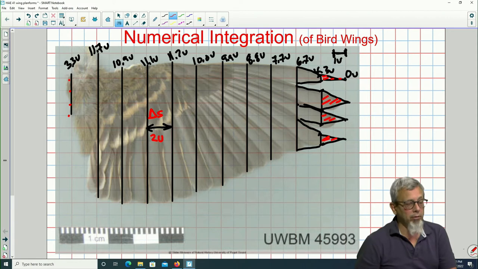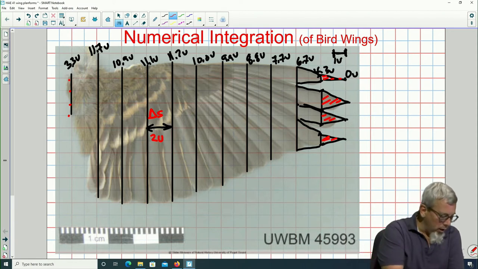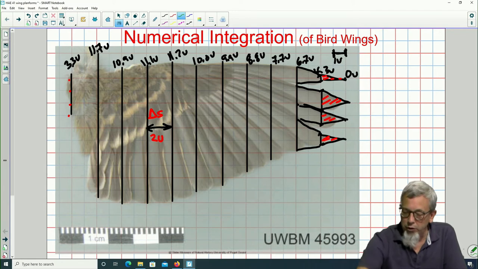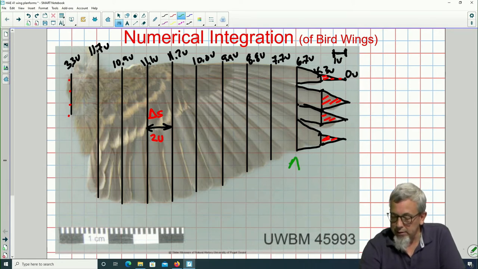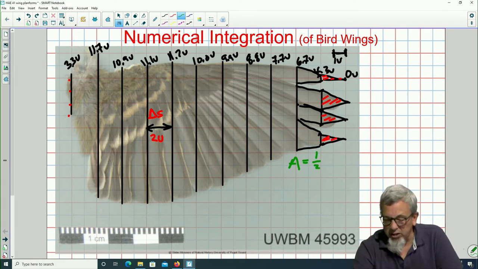I've decided to count that number 0 as one of my lengths. So now that I've got all those measurements, I have to go and recall what the trapezoidal rule looks like. And if I remember, the trapezoidal rule looks something like this. A, my area, is equal to 1/2 times that thickness, which we call delta S.